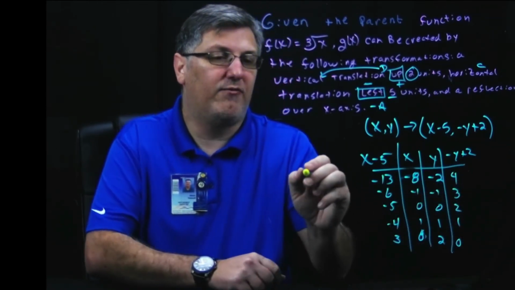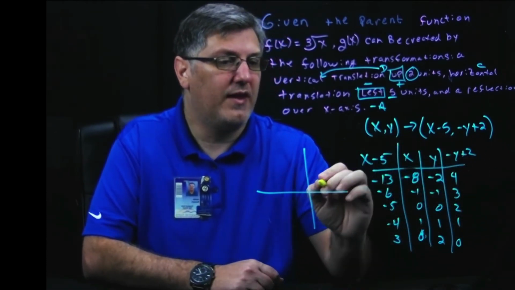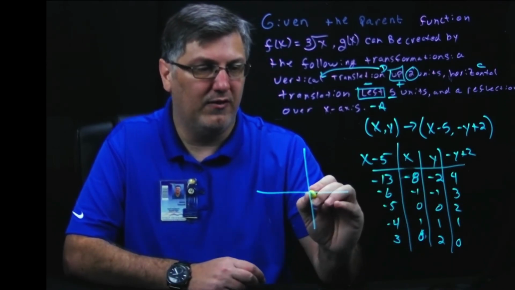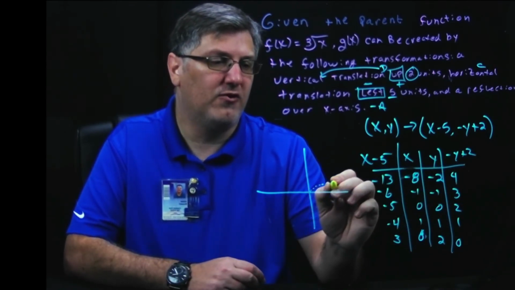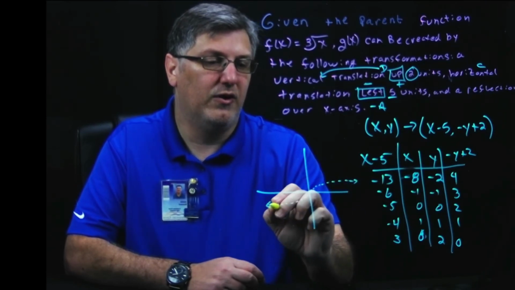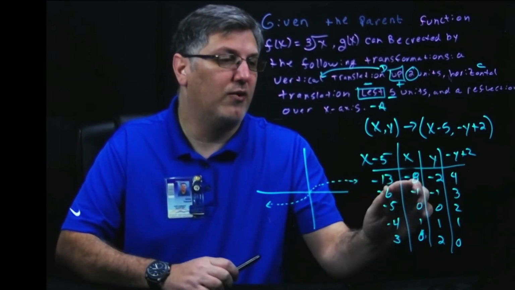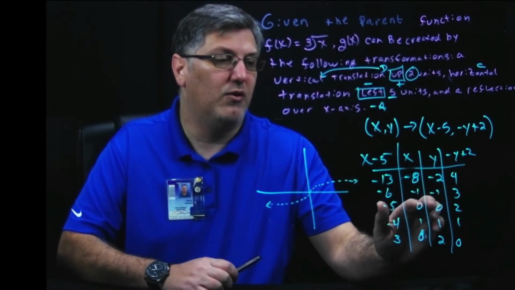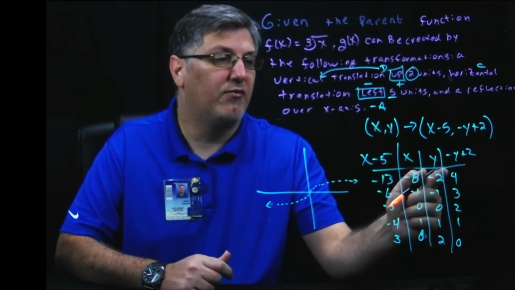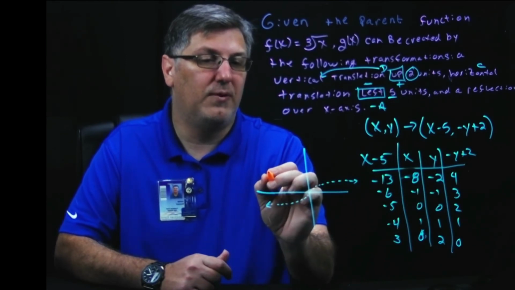So when I go to graph this, I know that my parent function looks something like this. And we're going to transform that into a different graph. This graph would include negative 8, 2; negative 1, 1; 0, 0; 1, 1; 8, 2. But now I want to do negative 13, 4. So negative 13 and then 4 up here.